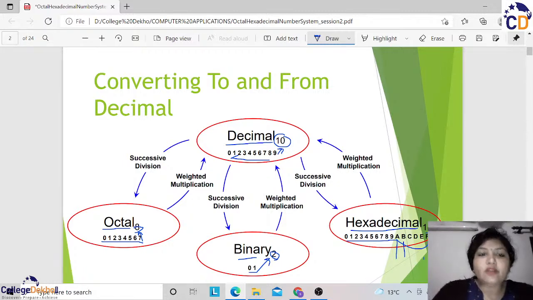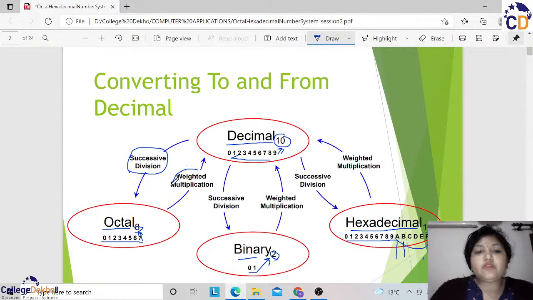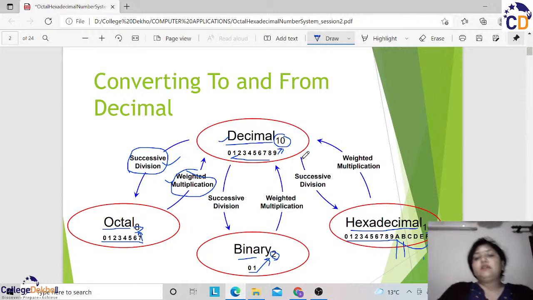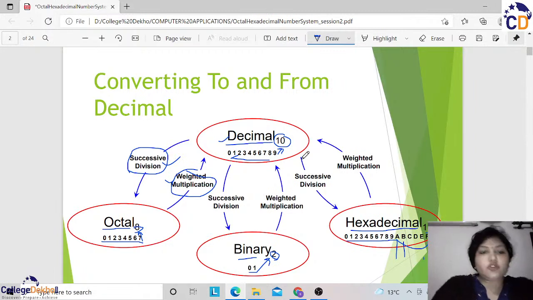Now let us see what method we are going to use when we use successive division and when we use weighted multiplication. These are the two methods for conversions, and they could be between any of the number systems: decimal to octal, decimal to binary, or decimal to hexadecimal. So if we are converting decimal to octal, we might be using multiplication or division, as per the conversion method.